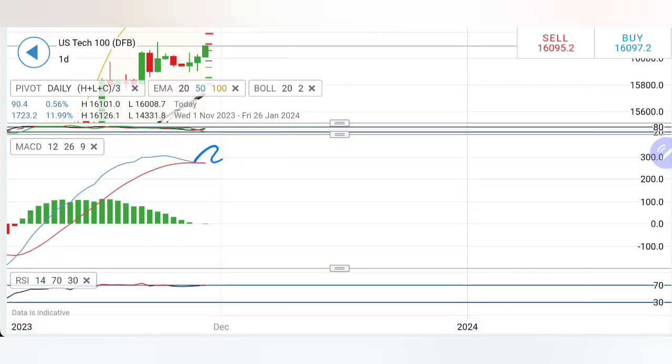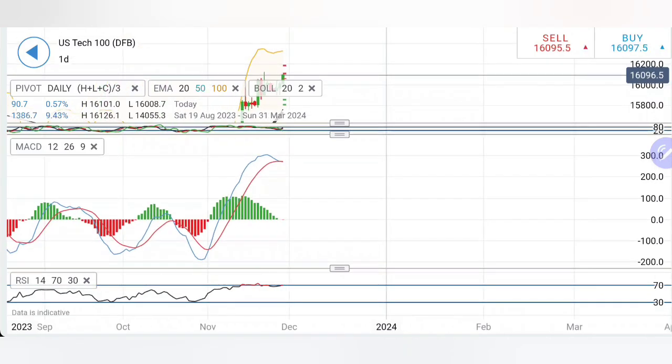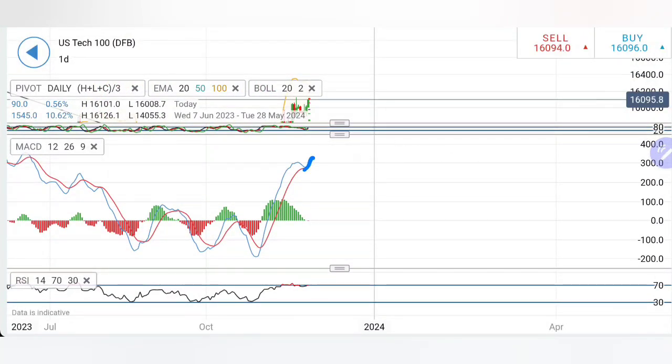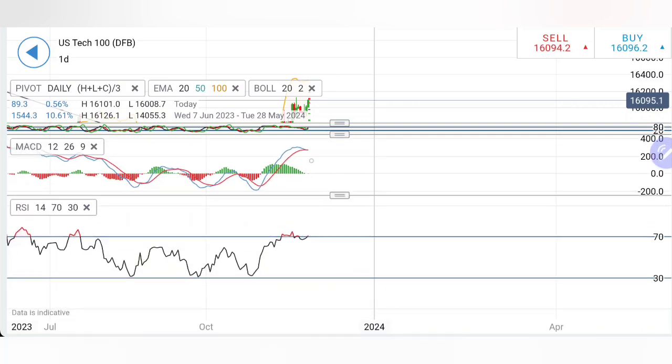Stochastic rising, MACD, this is important. MACD is almost at the peak there and it is almost on the verge of a crossover. We have to watch out carefully here.